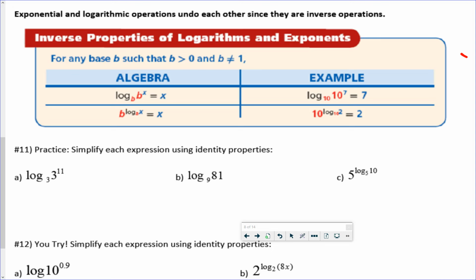So if you have a log of any base of an exponent with the same base, that's the top one, log base 10 of 10 to the 7th, you're logging your bases, they run off into the sunset together and have a beautiful life. But 7 is left behind. 7 is our answer. All right? If it's 10 raised to the log base 10 of 2, I see two bases that are the same in a log. They run away together, but 2 is left behind. Okay? So inverses, we get to cross them out if their bases match up.